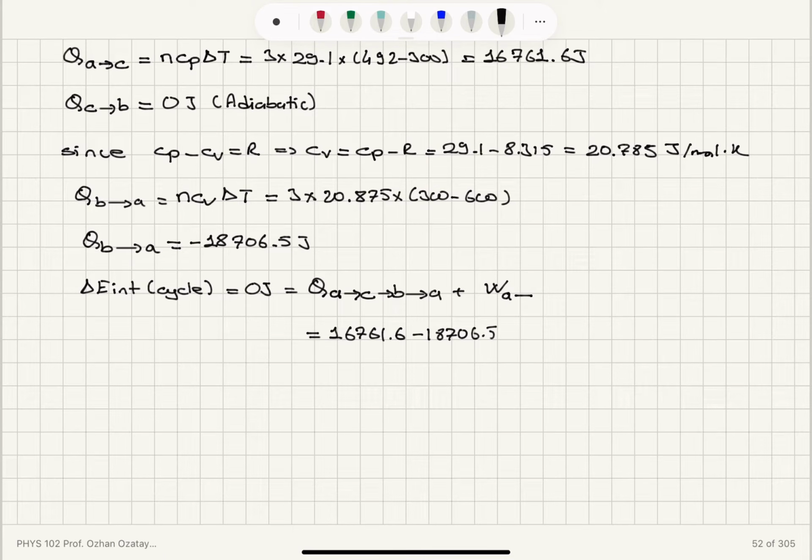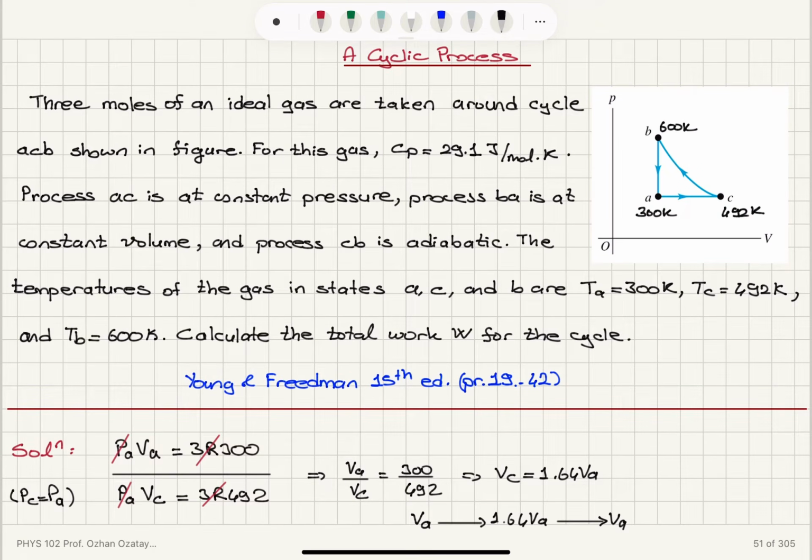So again, A, C, B, back to A for the full cycle. That's what I'm trying to determine, plus W. This has to be equal to 0. So the work done for the cycle must be equal to 1944.9 joules. Now, how many significant figures do I want?